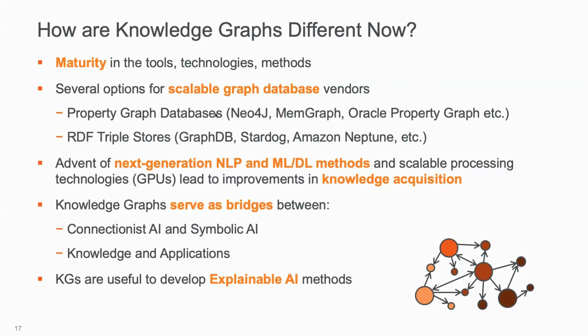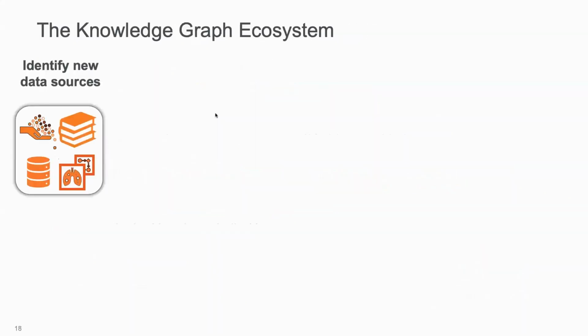And knowledge graphs are also often used, as I mentioned, for explainable AI methods to provide justifications on why a given clinical decision was provided or how a particular search behaved in a particular way. And so there is a huge ecosystem that surrounds the knowledge graph. The knowledge graph by itself is not just a graph database.